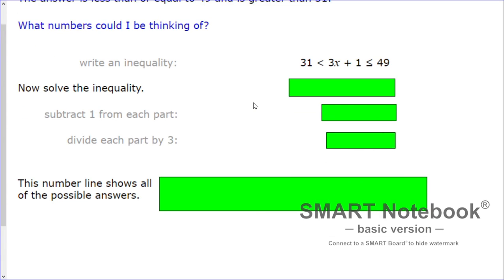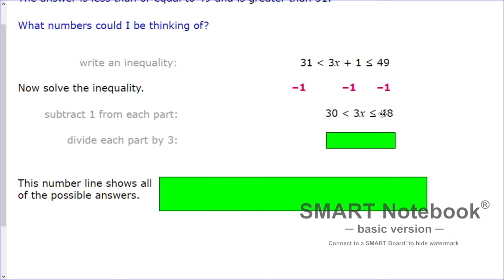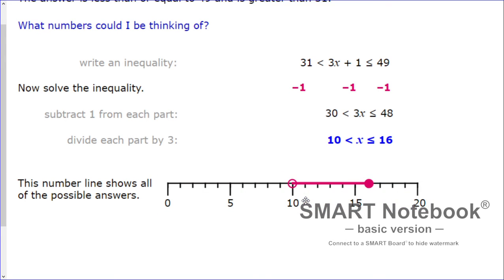Now we solve the inequality just like before. We can subtract 1 in this case on all 3 sides. Okay? So we end up with 30 is less than 3x is less than or equal to 48. Now we divide each and every part by 3. We get 10 less than x is less than or equal to 16. 48 divided by 3 is 16. And again, we can show all the answers here on a number line. Any number that's greater than 10, not equal to, and less than or equal to 16 will satisfy the inequality.